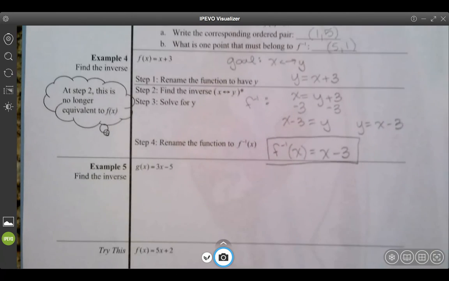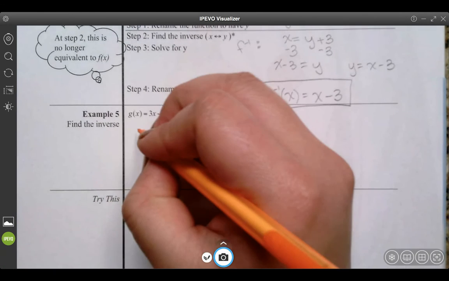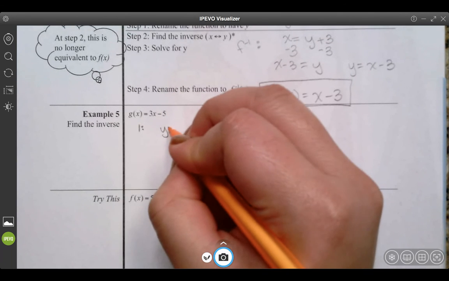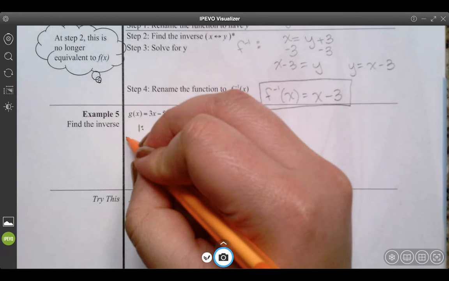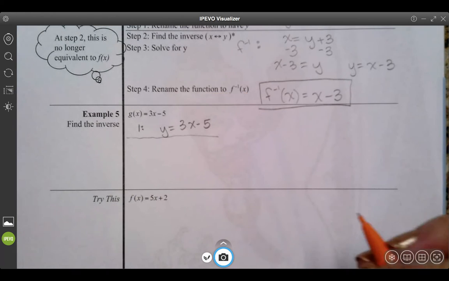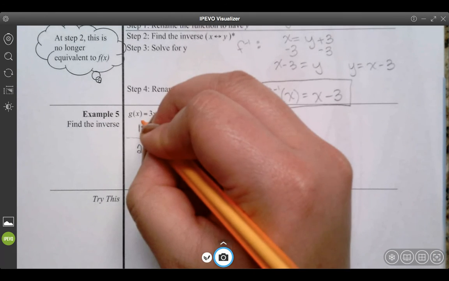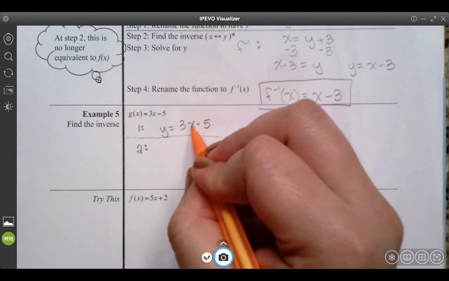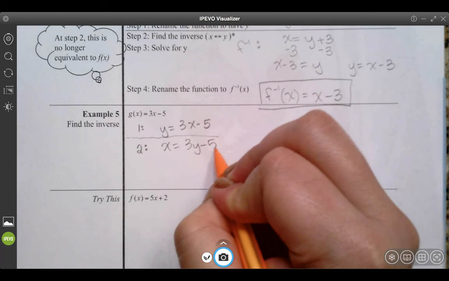In example 5, we have both multiplication and subtraction. We're going to follow the same steps. So step 1, we're going to rename this y equals 3x minus 5. And then I'm going to put a line, because in step 2, we're not working with g of x anymore. We're working with the inverse function. And so I'm going to switch my x and y. x equals 3y minus 5.